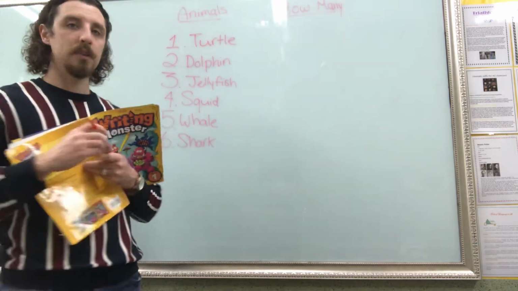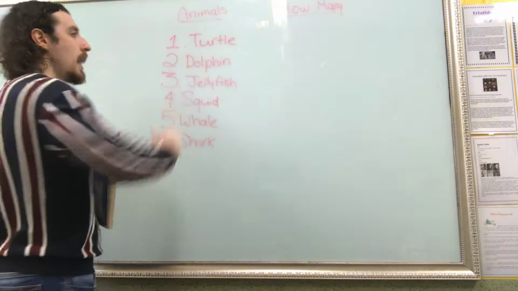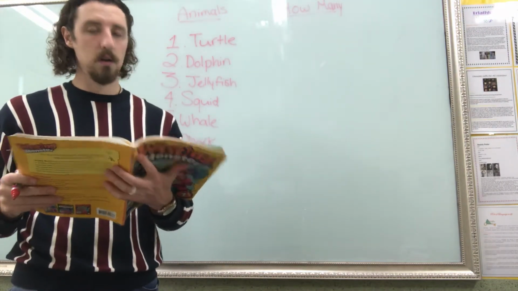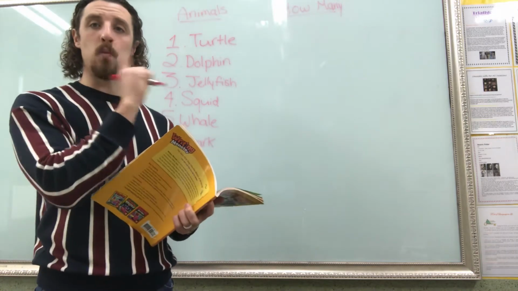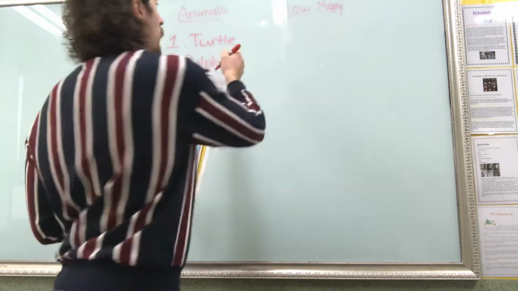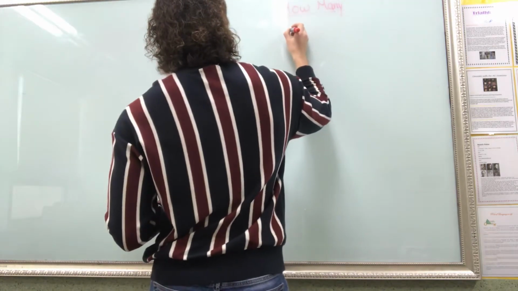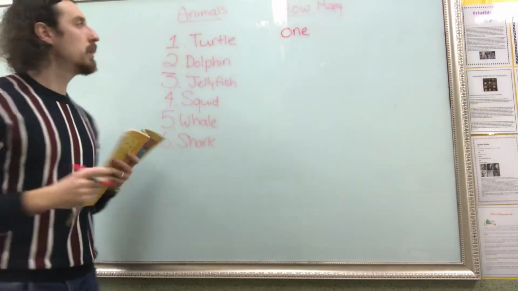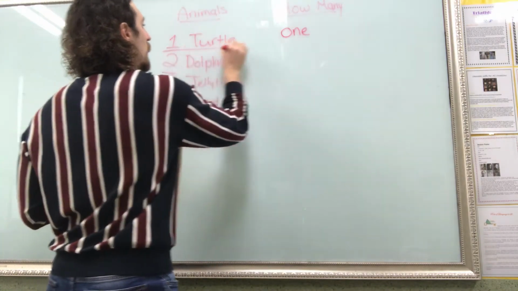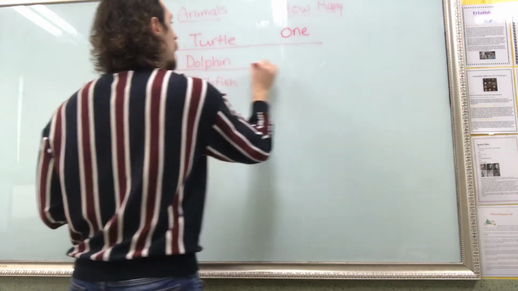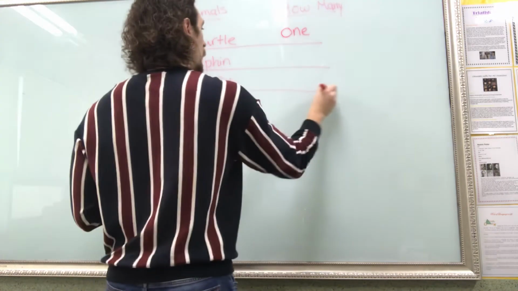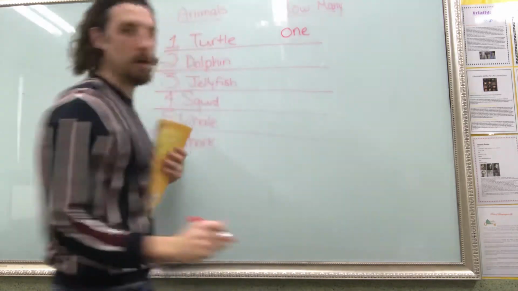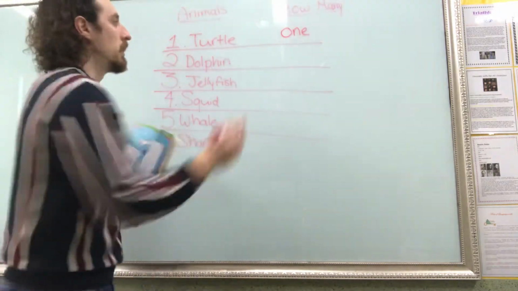So, let's start with the turtle. How many turtles do we want to see in the ocean? Well, let's say there is only 1 turtle. So, for how many, we are going to write 1. Okay? 1. So we'll do this, okay? There we go, perfect. And then we'll do 1 right down the middle.